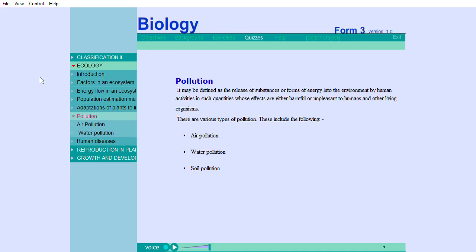Pollution. Pollution may be defined as the release of substances or forms of energy into the environment by human activities in such quantities whose effects are either harmful or unpleasant to humans and other living organisms. There are various types of pollution. These include the following: air pollution, water pollution, and soil pollution.